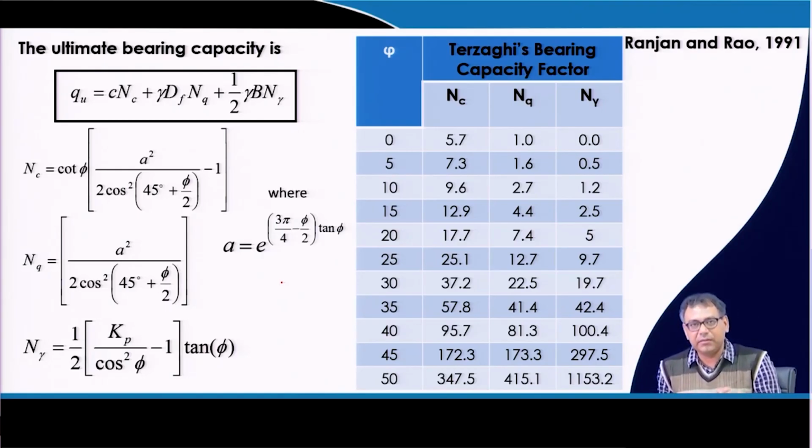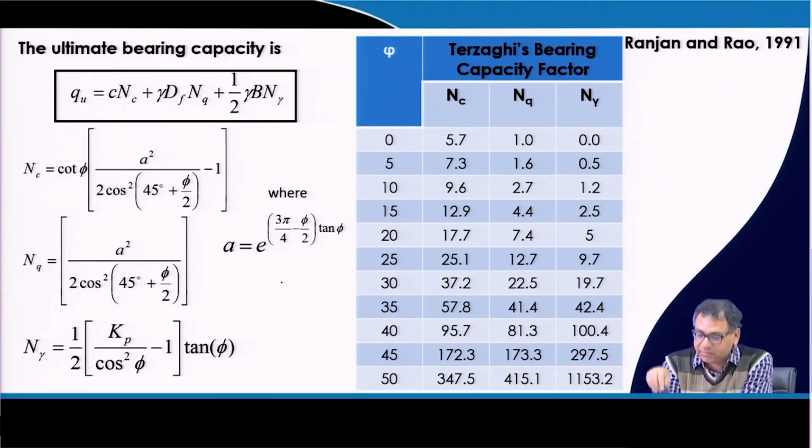And γ is the unit weight of the soil, B is the width of the footing, and Df is the depth of the foundation. There are two γ you can see, one in the second term and one in the third term. For the second term, γ is the unit weight of the soil between the ground and the base of the footing, and the third term's unit weight is that of the soil below the foundation.